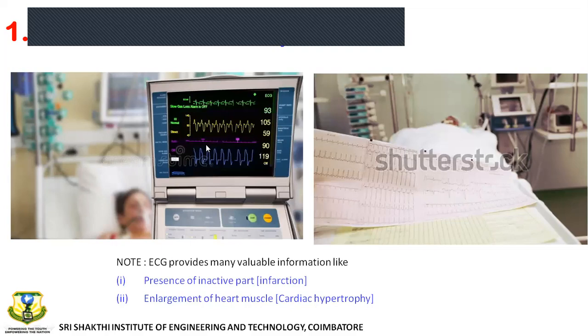Specifically, for example, if there is a part of the heart that is not functioning properly, the medical people call it infarction. Or if some part of the heart has become bulged or something like that, that is called cardiac hypertrophy. These are all medical words. In general, any abnormality in the heart can be detected by seeing the shape of this signal. We'll call it the PQRS waveform. There is a title where we'll deal with ECG and EEG signals and learn how to read from the signal. That is another title.